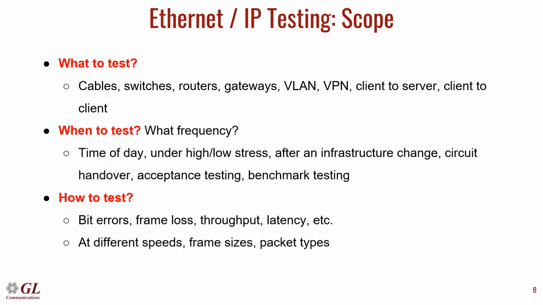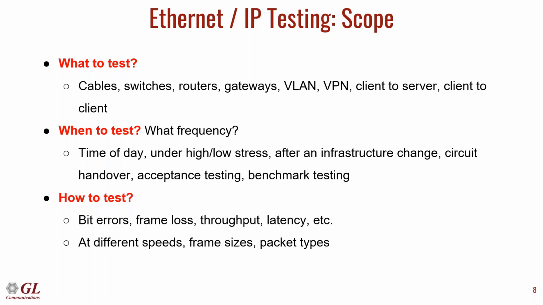And furthermore, you can test at all sorts of different parameters. Maybe you want to test at 10 megabits per second. Maybe you want to test at 10 gigabits per second. Maybe you're only interested in certain frame sizes. For instance, voice over IP uses RTP packets, which actually transfer the voice, and those RTP packets are 214 bytes. So maybe you're only interested in frame sizes of 214 bytes. That's just one example. Maybe you're interested in all frame sizes and all different packet types. So this slide is actually quite overwhelming if you think about it. There are so many different variables to think about when it comes to Ethernet and IP testing.